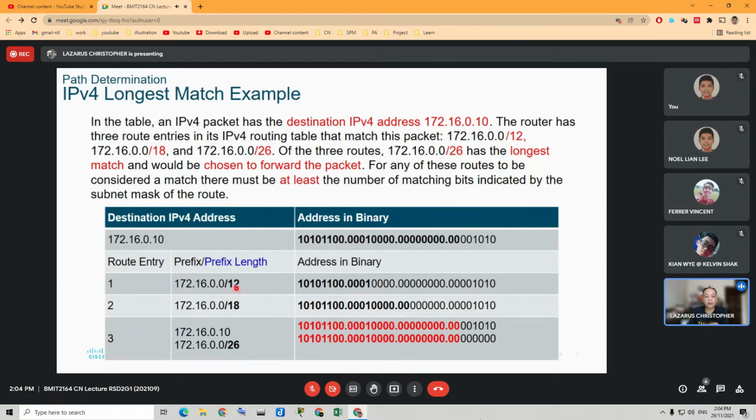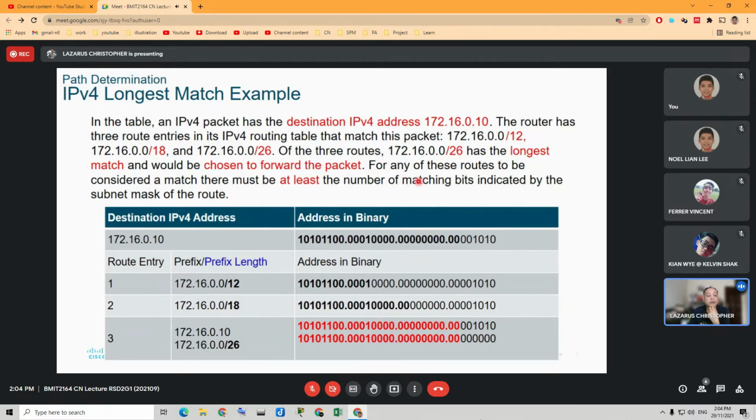So that's why this prefix length is very, very important to differentiate. Without the prefix length, it is very difficult for us to differentiate; basically we cannot. With the prefix length, we know already this one is /12, /18, and /26. So we have to consider 12 bits here, 18 bits here, 26 bits here. Of the 3 routes, the third one, /26, has the longest match and will be chosen to forward the packet.